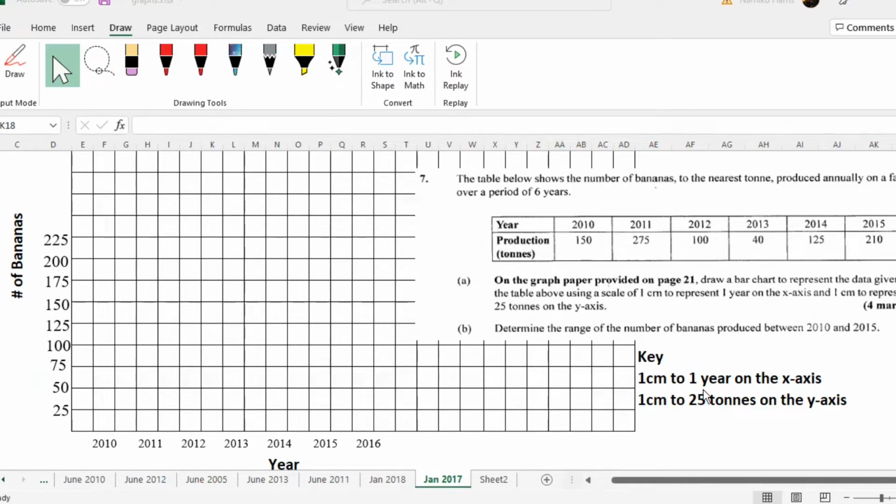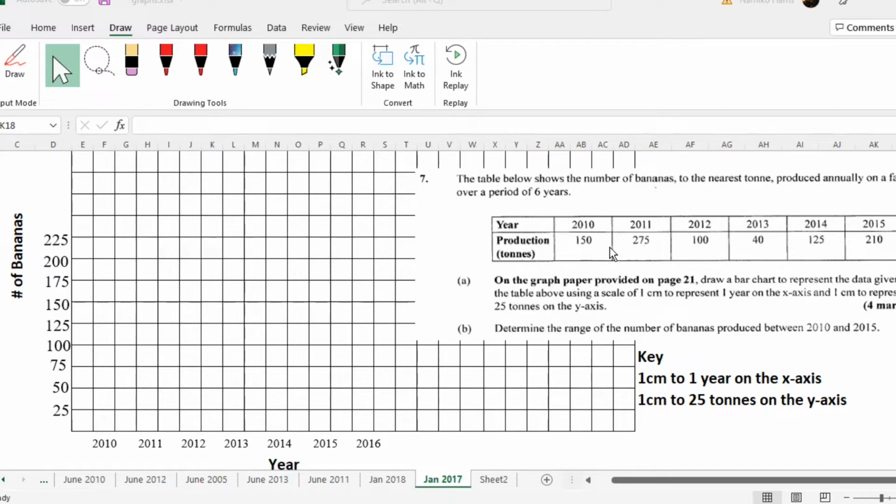So we have our key, we will write it on our graph paper. Using a scale of 1 centimeter to represent 1 year on the x-axis and 1 centimeter to represent 25 tons on the y-axis. So we have that in our key. We have labeled our axes accordingly. So we have the year on the x-axis and the bananas on the y-axis, which is represented in tons, which is the production here as shown in our table.